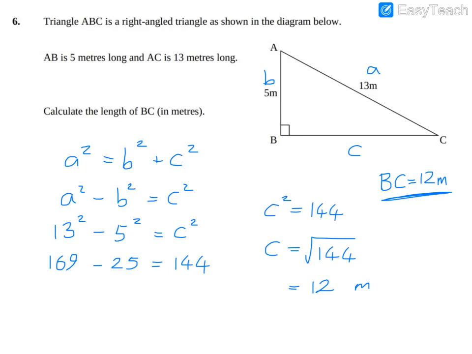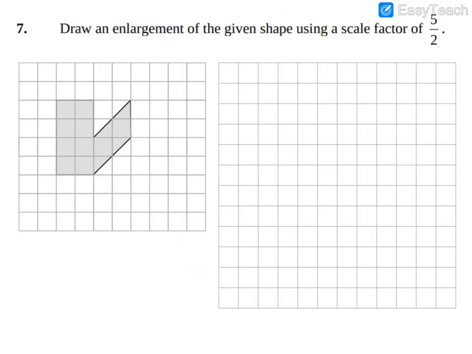Okay, we're looking at question 7. This one is asking us to draw an enlargement of the given shape using a scale factor of 5 halves. So what it means when it says a scale factor of 5 halves is we're going to need to halve all of these lengths and then multiply it by 5. That will be 5 halves, right?